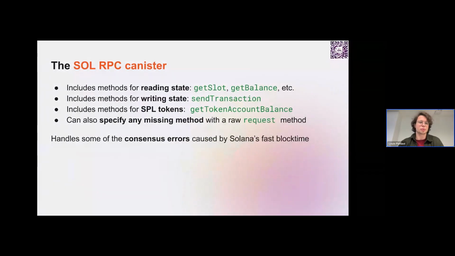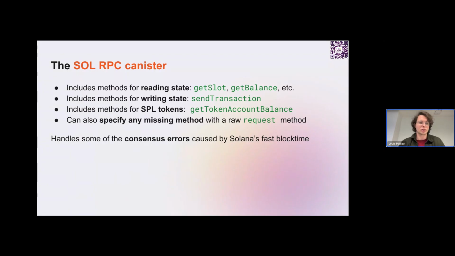Going one step a bit more in detail, it includes endpoints for reading state from Solana, for example, getting the current slot or the balance of an account. You can also write state by sending a transaction. You can also interact with SPL tokens that we mentioned earlier, for example, getting a token account balance. And any endpoint that we don't explicitly support can always be interacted with via the request endpoint, which allows specifying essentially the raw JSON-RPC request.